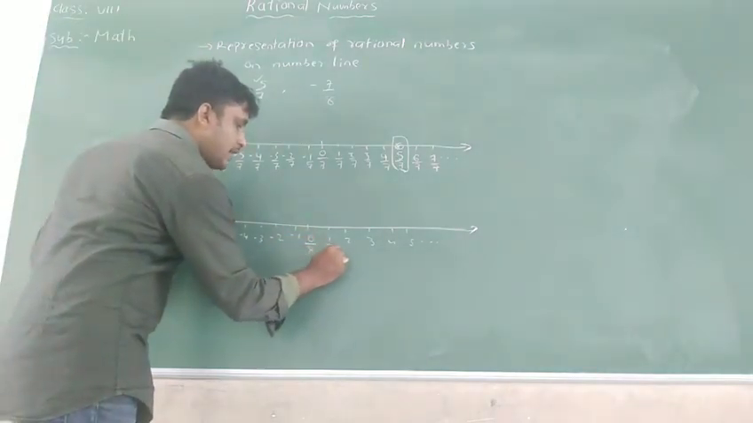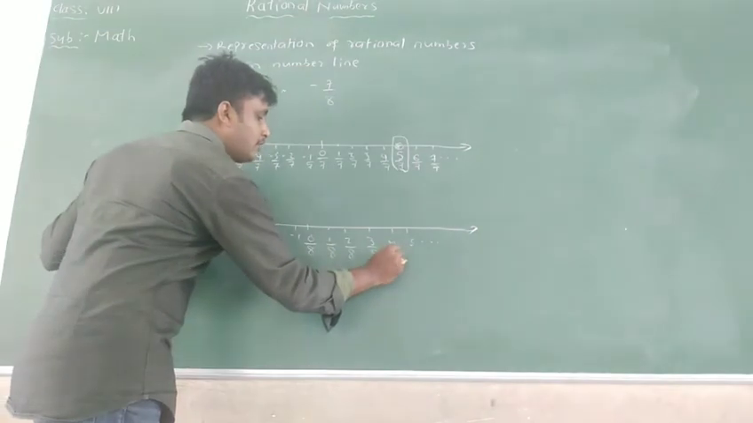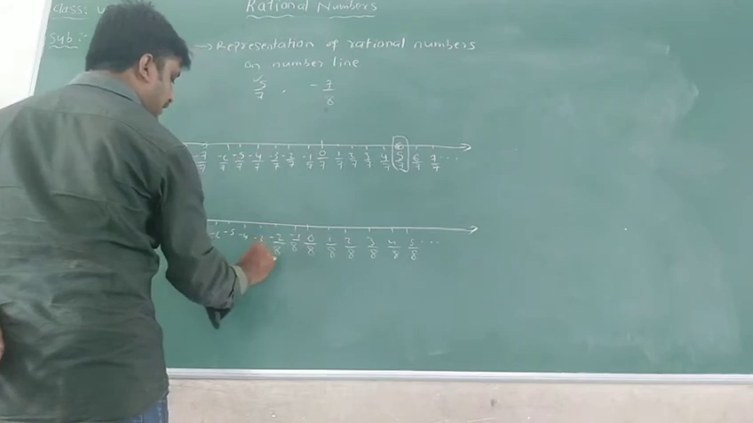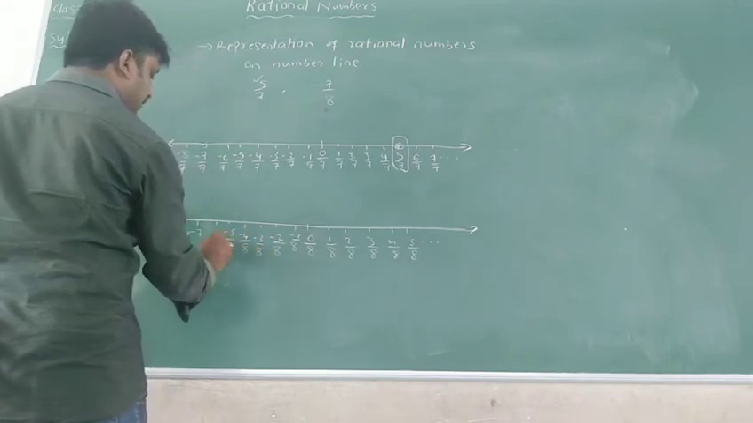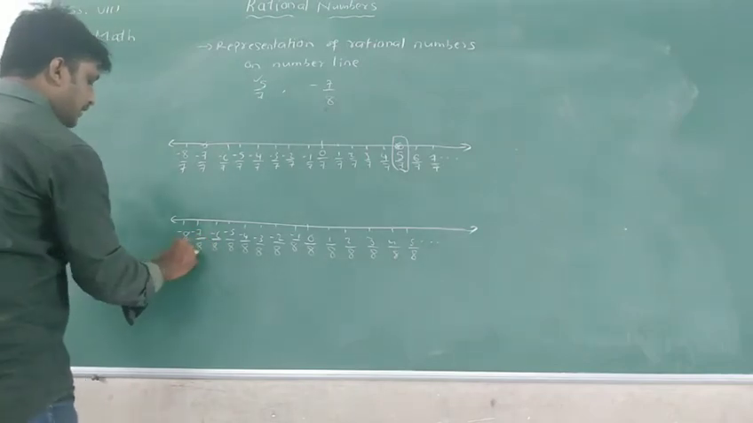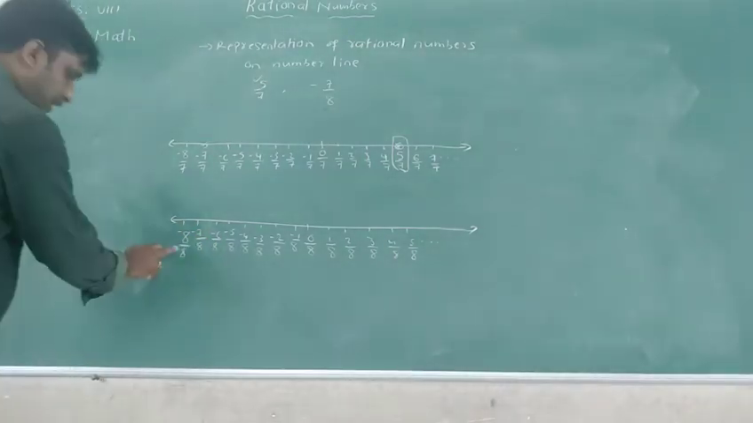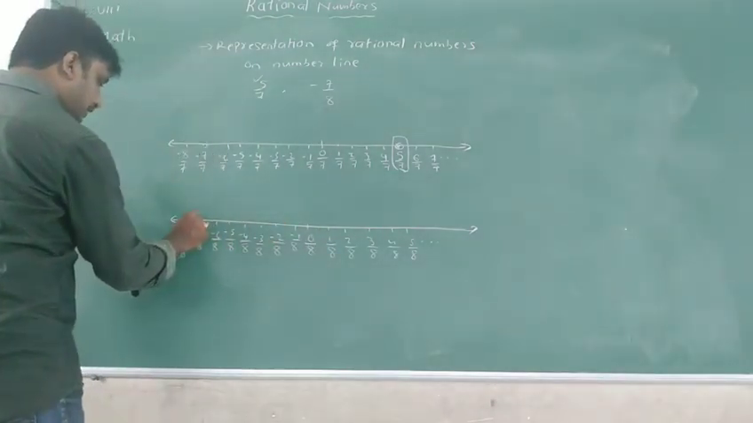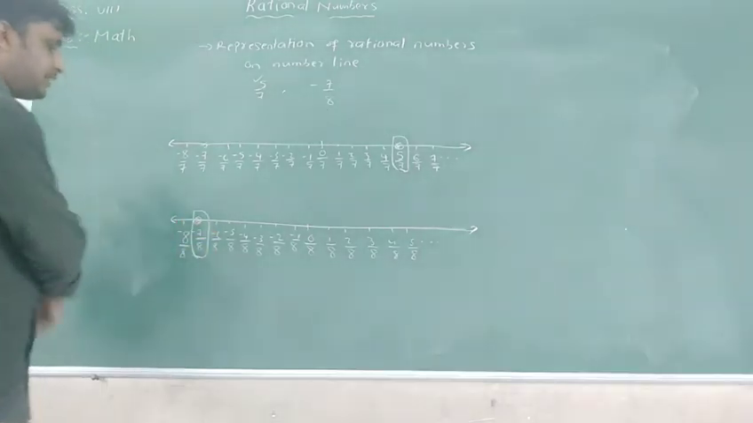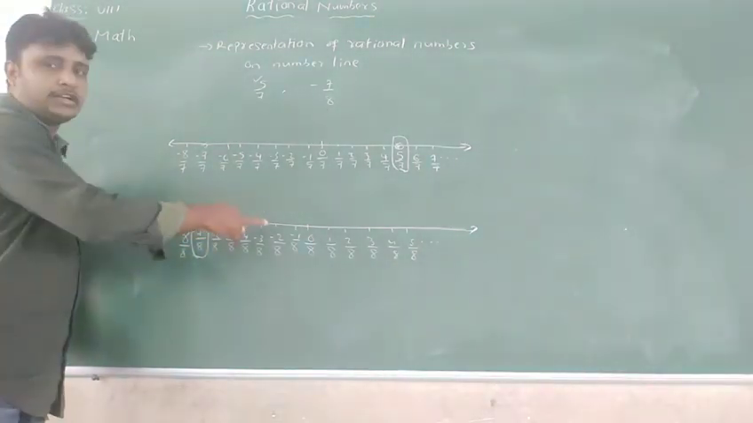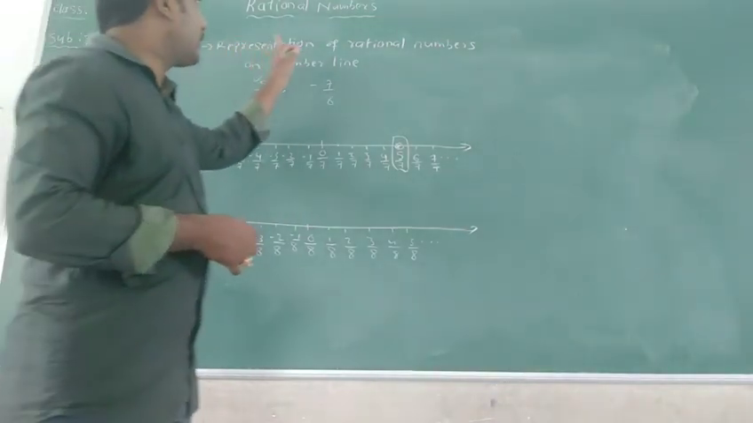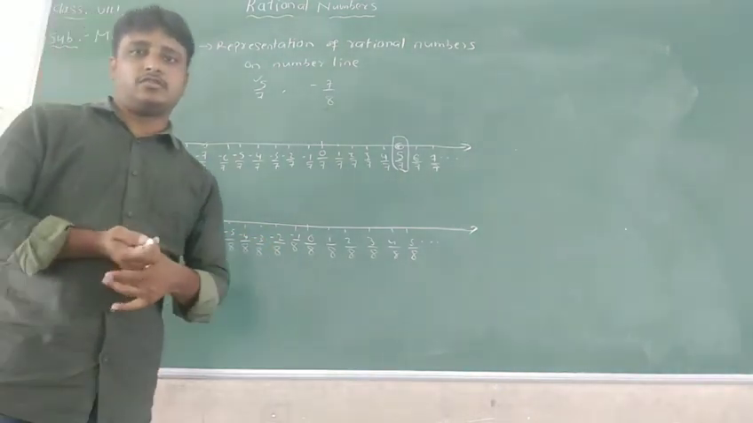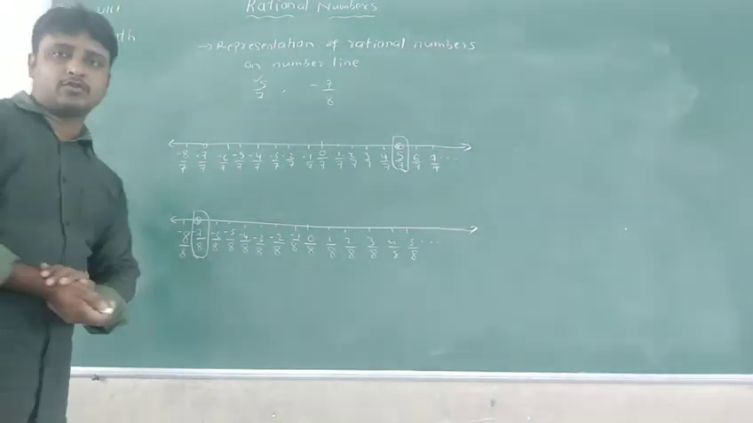0 by 8, 1 by 8, 2 by 8, 3 by 8, 4 by 8, 5 by 8. And on this side minus 1 by 8, minus 2 by 8, minus 3 by 8, minus 4 by 8, minus 5 by 8, minus 6 by 8, minus 7 by 8, minus 8 by 8. So where is minus 7 by 8? Here. So you have to circle it like this. This is the minus 7 by 8 representation on the number line. So this is the way you have to represent rational numbers on a number line. This is a very important 2-mark question, and a very easy and important question. Okay.